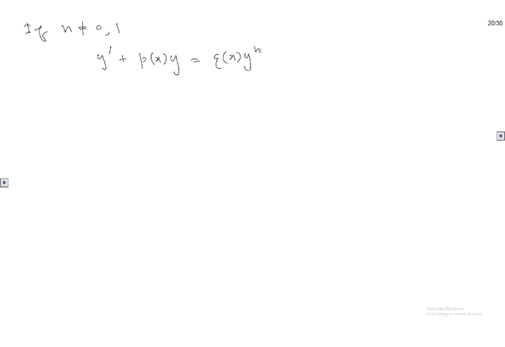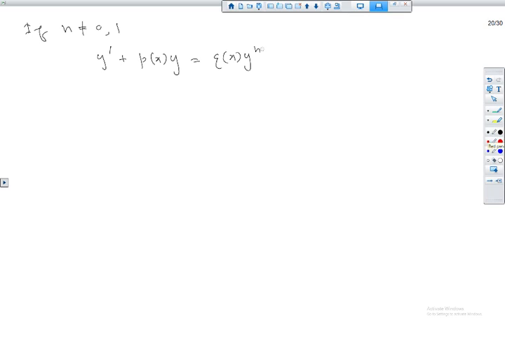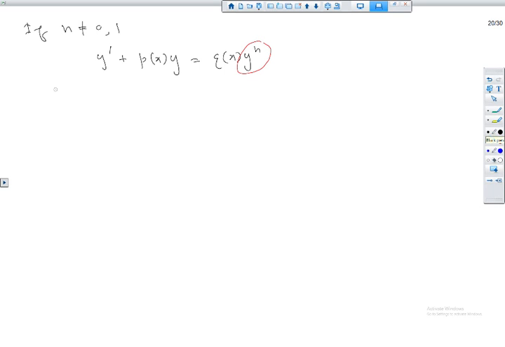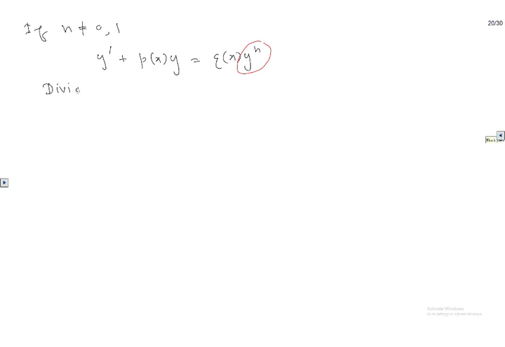Now we're going to divide by this special term. That is the trick. We're going to divide both sides by that term, y to the n, whatever the term. If you divide by that, what's going to happen? This is going to be y prime over y to the n plus p(x) y over y to the n. So this side simply becomes q(x).